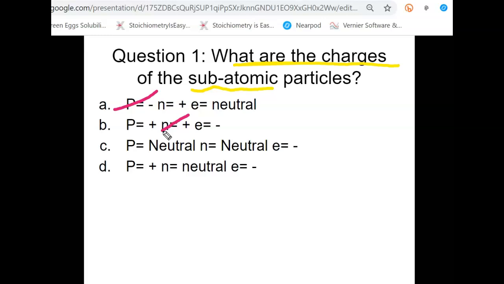See me using the process of elimination. Then I'm going to go to C, and it says protons are neutral. And I'm going to cross that one out because I know that's not true as well. That leaves me with only one answer left, and that is my correct answer. Did you get the correct answer? I hope so, because that information should be review information.